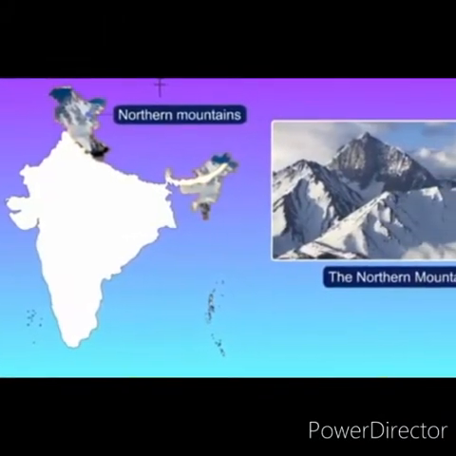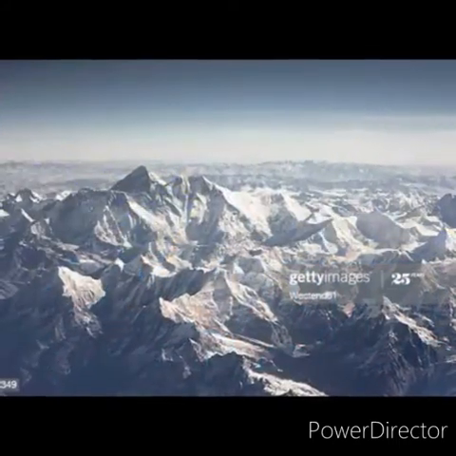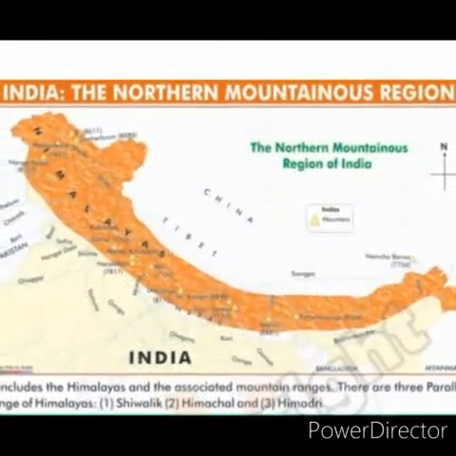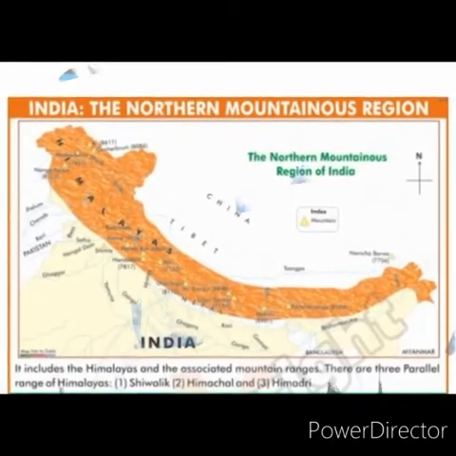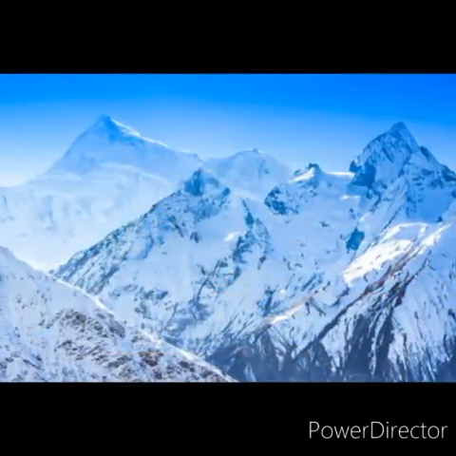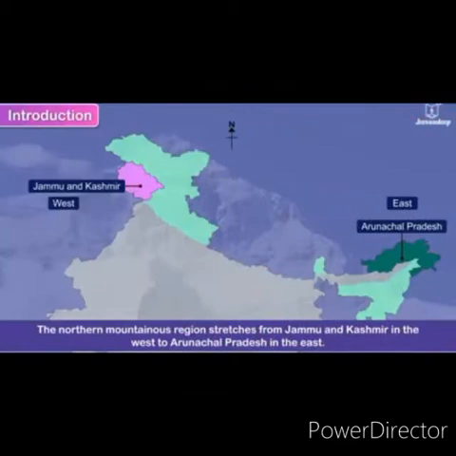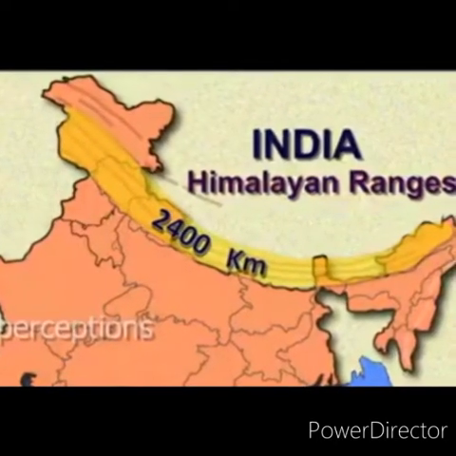The northern mountains are a large number of very high mountain ranges which are located towards the north and northeastern part of our country. It is a continuous range of mountains that stretches from Kashmir in the west to Arunachal Pradesh in the east for a distance of about 2400 kilometers.